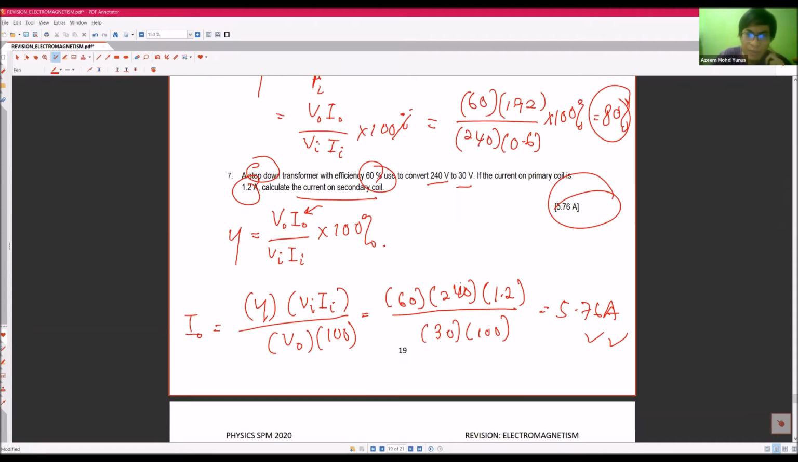Again, if you don't have enough confidence to rearrange the formula, then you just plug in the values first and then rearrange later. But in this case, if you know your math, then rearranging can help you with easier calculation on the calculator.